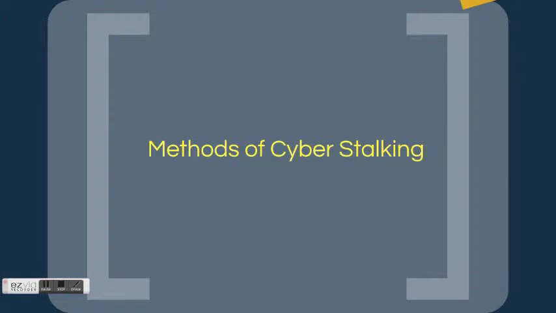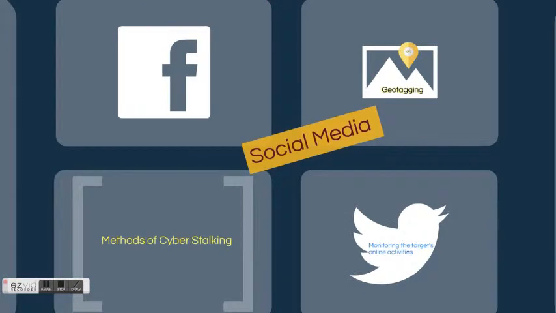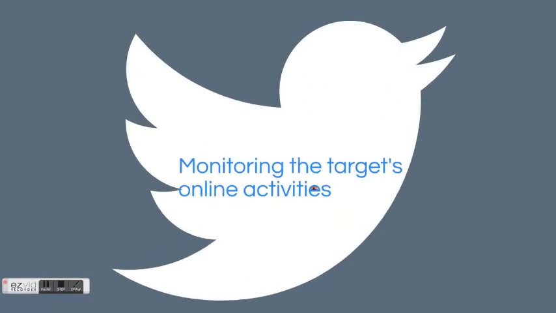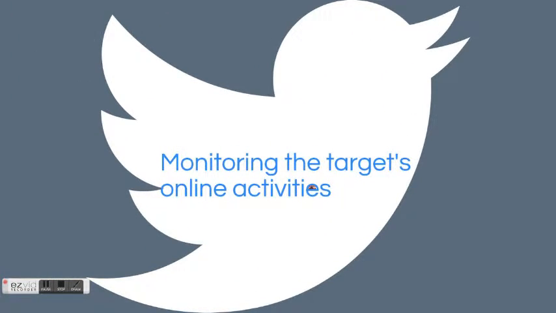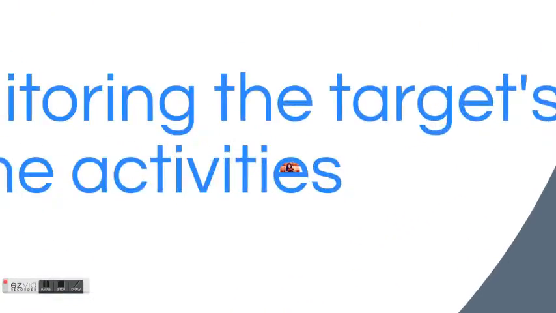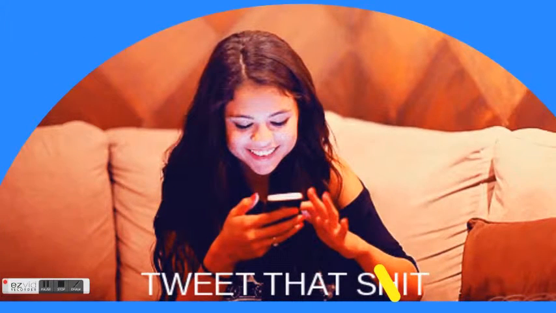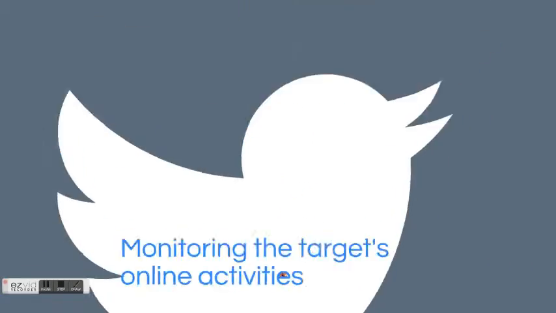Next, let's discuss some of the popular methods of cyber stalking. First, social media. Through the increased use of social media such as Facebook, Twitter, etc., an individual's profile, photos, and status updates may provide enough information for the cyberstalkers to target a potential victim of stalking without the victim even being aware of the risk.